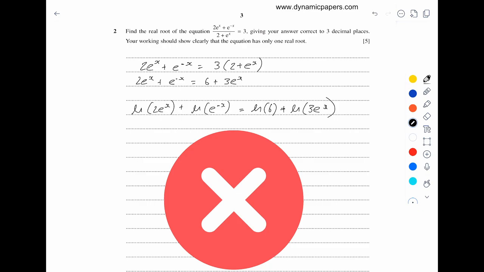But what if we could reverse this? Instead of us going the logarithm route, what if there was a different way to solve? Pause the video and see if you can figure it out.